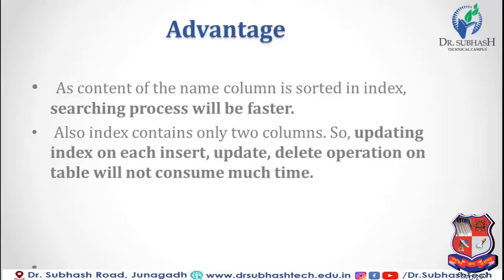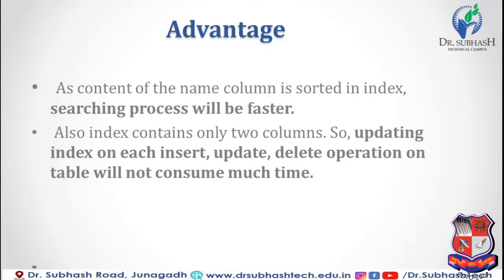These are some advantages of an index. As the contents of the name column are sorted in the index, the searching process will be faster. So the purpose of the index is to make the searching process faster. If I have much more data, like 1000, 2000, 3000 records, then this index purpose is very useful. Also, the index contains only 2 columns, so updating the index, not the table, on each insert, update, delete operation will not consume much time. Clear?